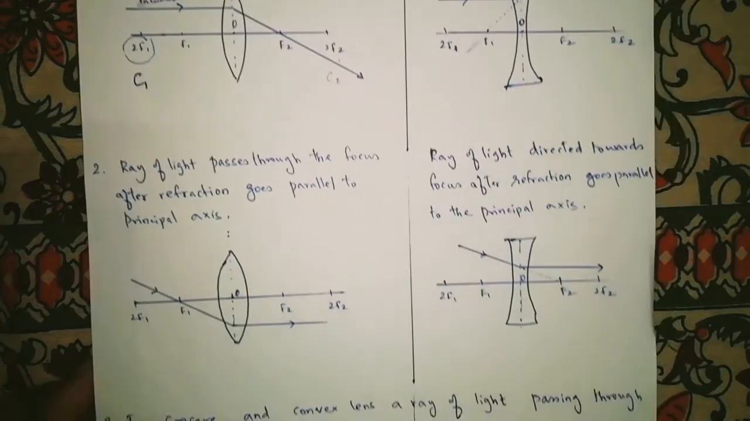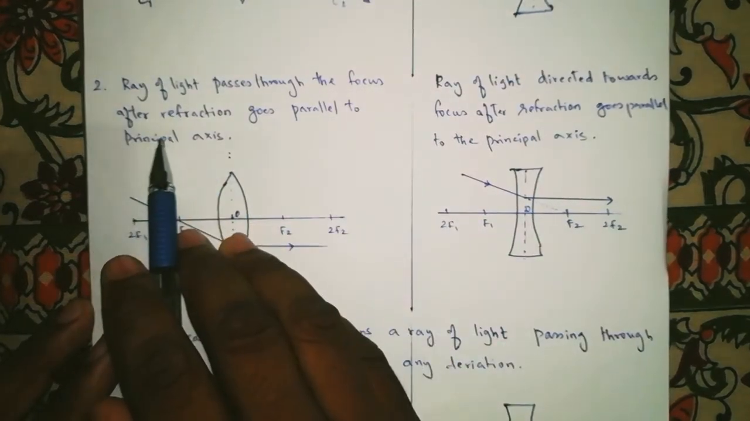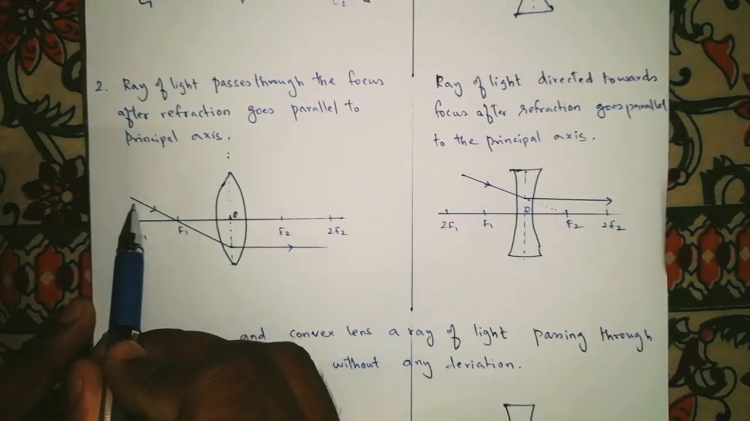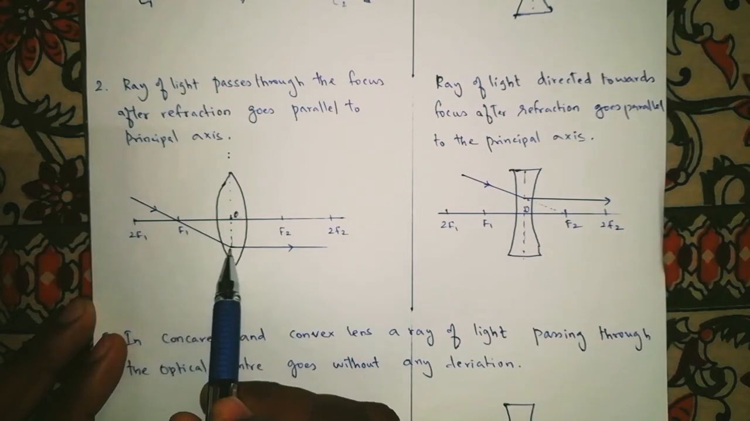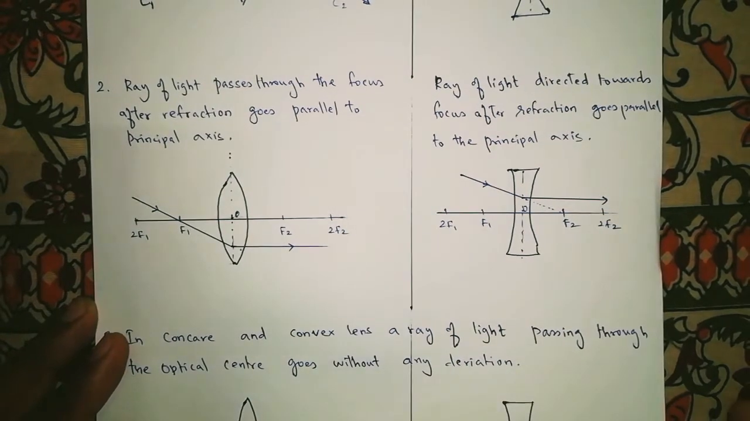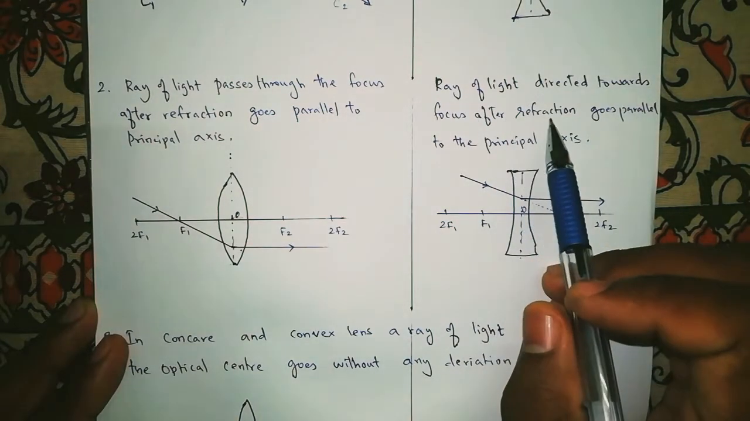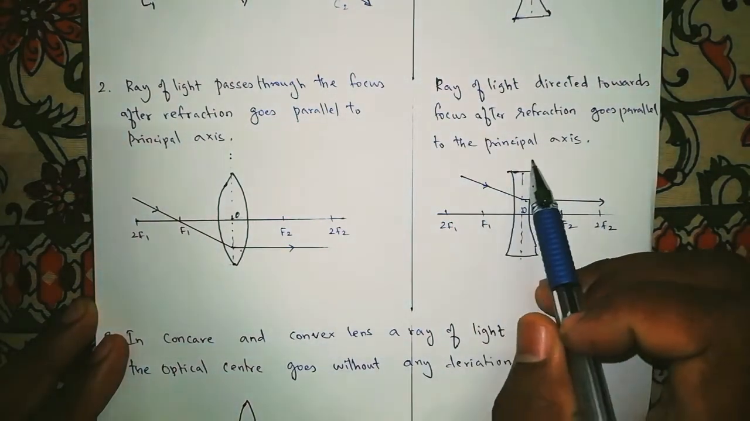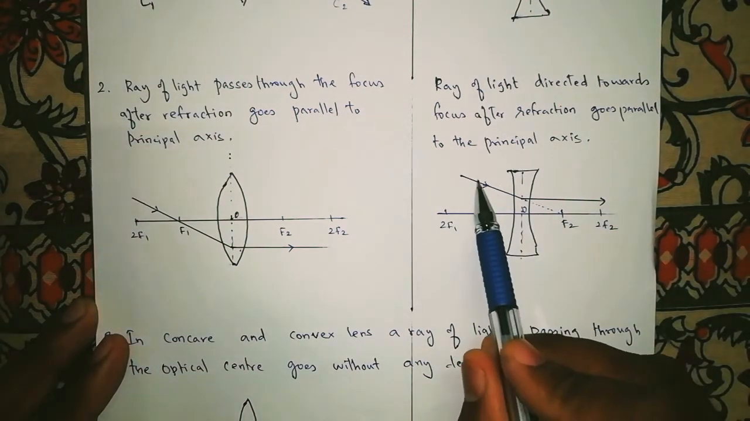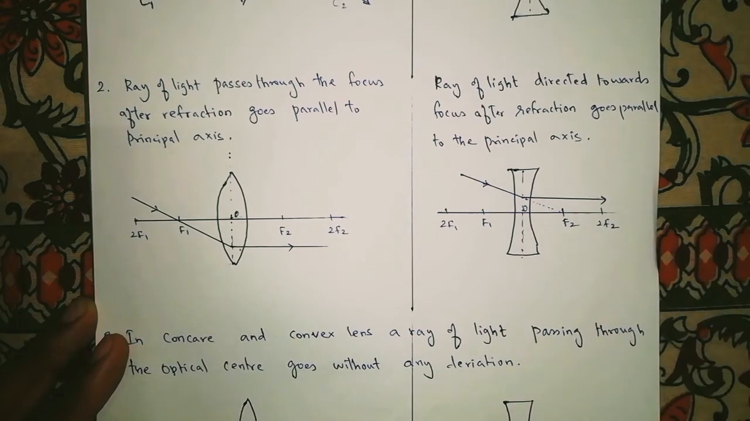The second ray diagram, or the rule, is: the ray of light that passes through the focus, after refraction, goes parallel to the principal axis. You can see here, when it comes through the focus, after refraction, it goes parallel to the principal axis. Here also you can see that the ray of light directed towards the focus, after refraction, goes parallel to the principal axis. So here we extrapolate it, we can say that it comes towards the focus and it goes parallel, okay.